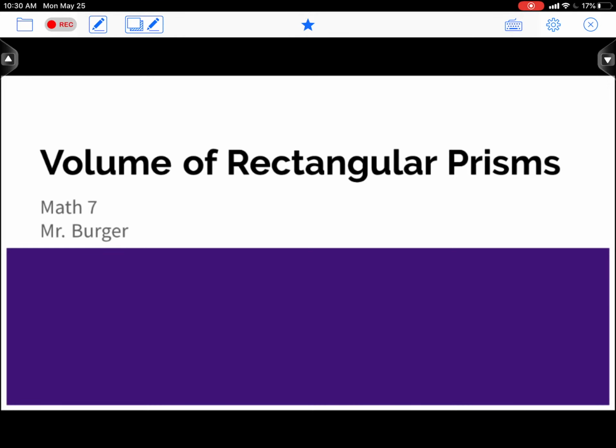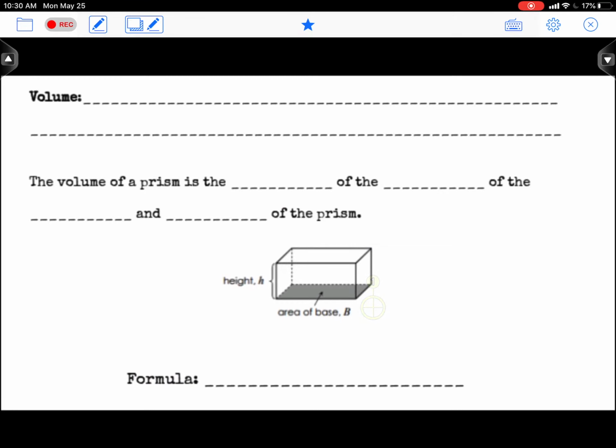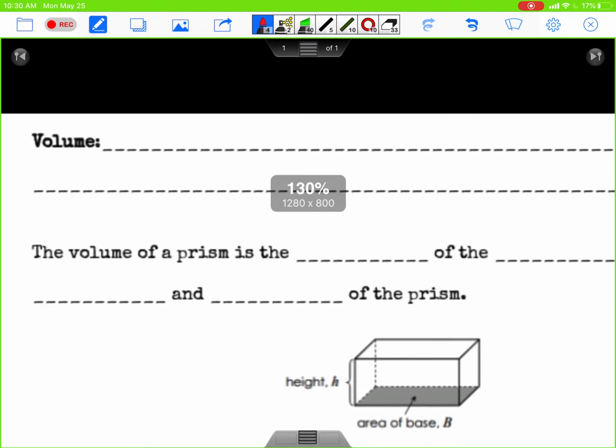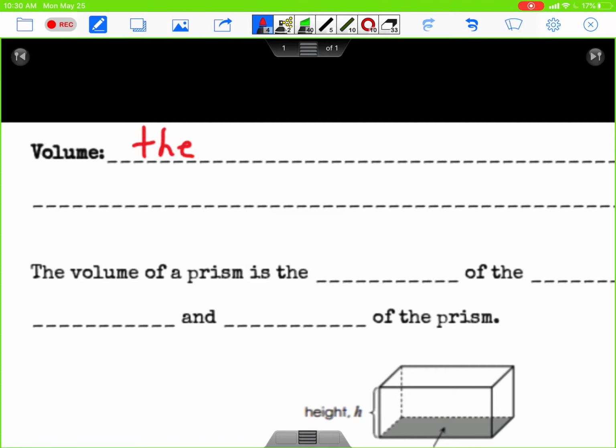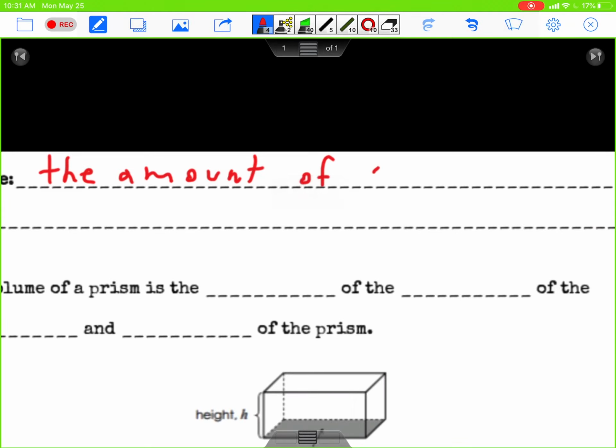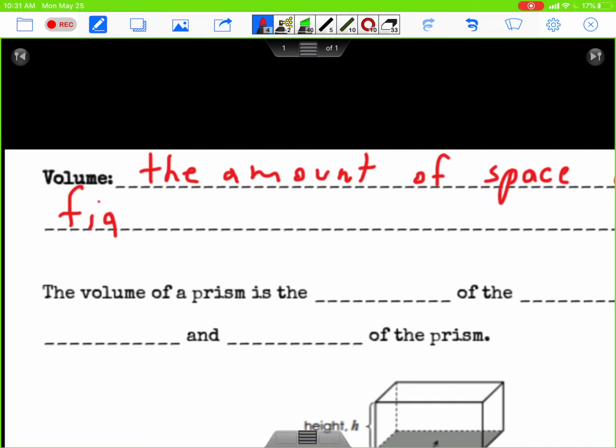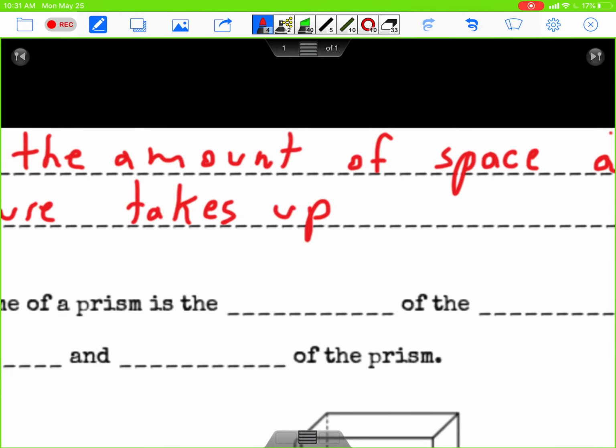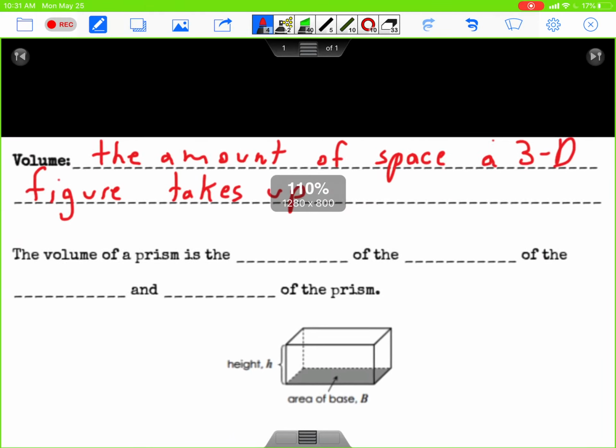Okay, today we're doing volume of rectangular prisms. Volume is the amount of space a 3D figure takes up. So it's just the amount of stuff inside of the shape, really. Okay, that's what volume is.